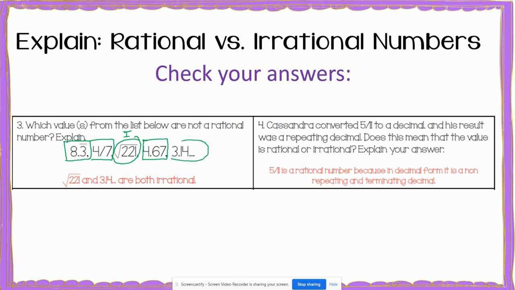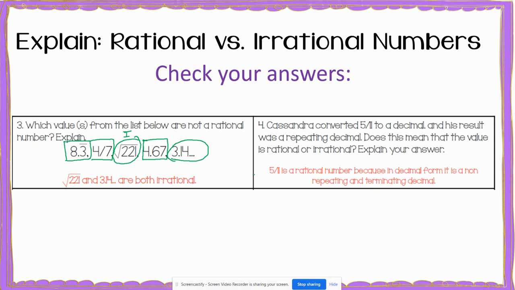However, 3.14 with 3 dots after it indicates that this number continues on forever, but because there's no bar, it does not show us that this is repeating. So because we don't know if this is repeating and we know that it goes on forever, we would consider it irrational.